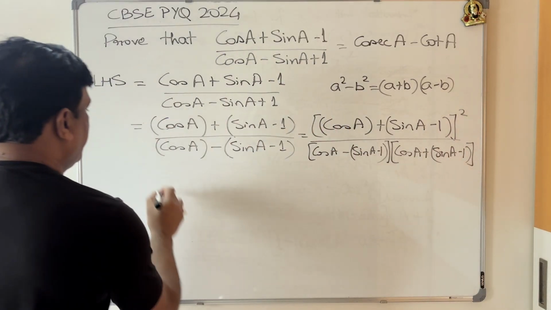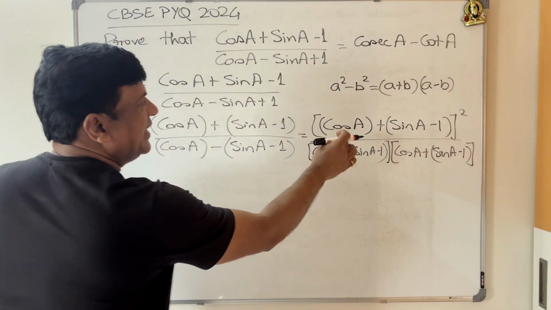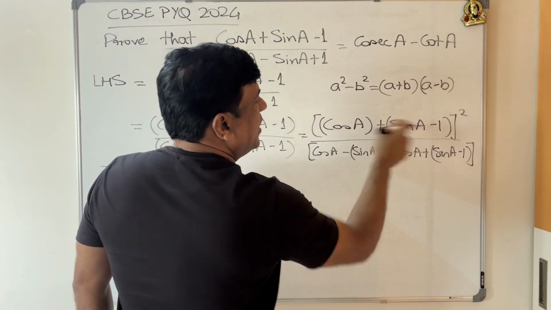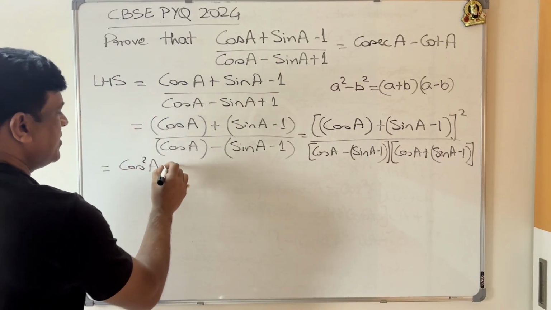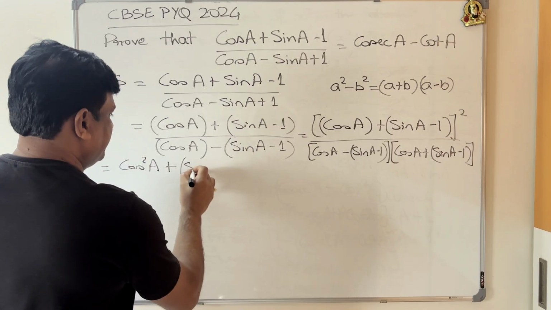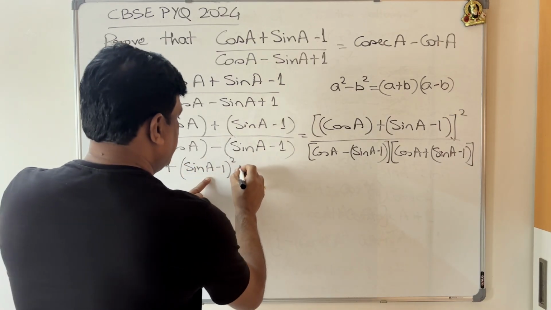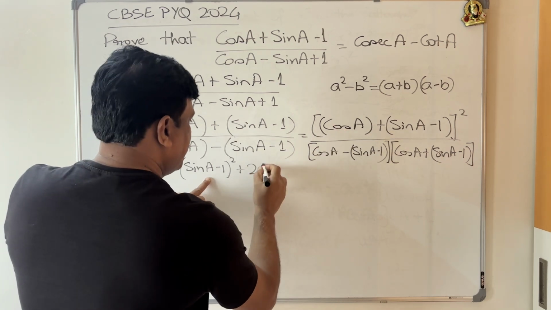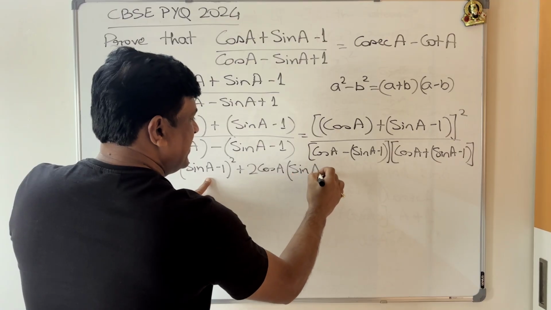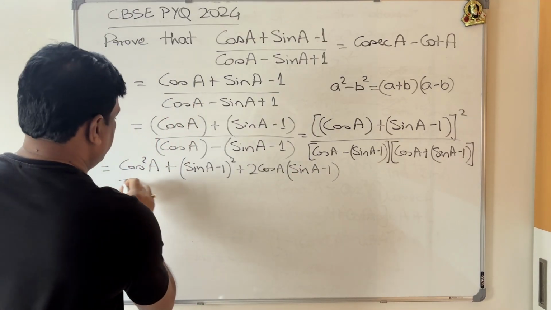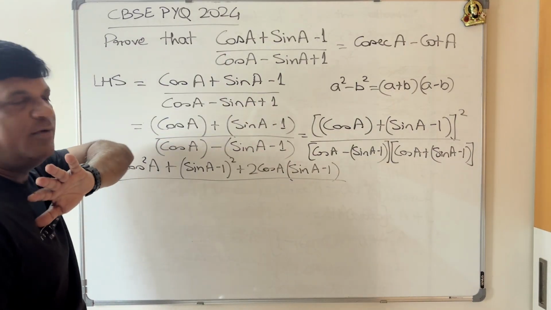Okay, let's go ahead and expand that. What do you get when you expand these two? It is A plus B whole square. It is A square, which is cos square A, plus sin A minus 1 whole square, that is B square, plus 2 times A, cos A, times B, sin A minus 1. You're not using trigonometry at all over here. It's a completely algebra problem.